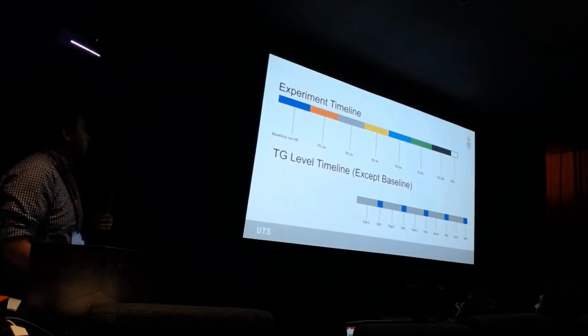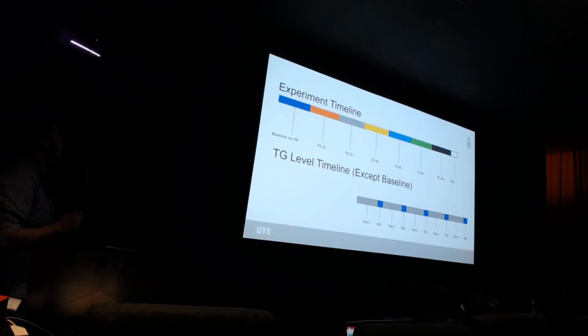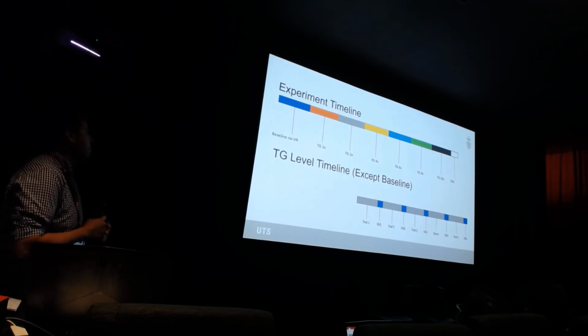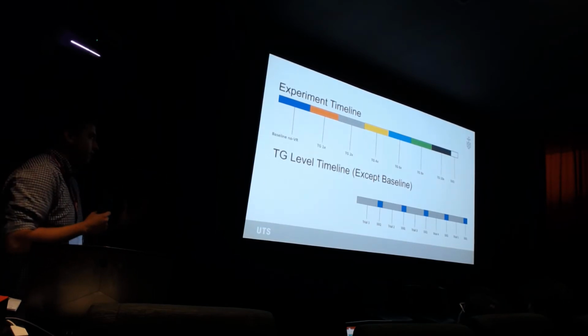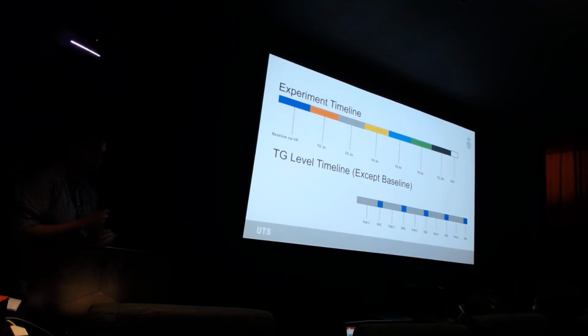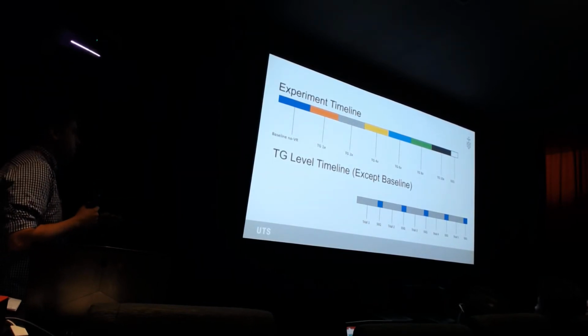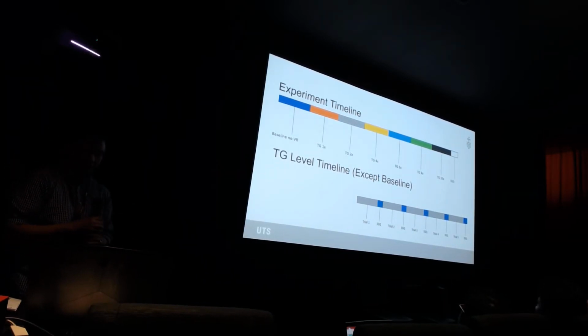And this is the timeline for our experiment. They started with 5 trials of no VR. Then they moved to 1, 2, 4, 6, 8, 10. At the end of the experiment, we applied a full simulator sickness questionnaire. For each level of TG, you can see in the image below, we started with 1 trial, applied a simulator sickness questionnaire, then trials 2, 3, 4, and 5.